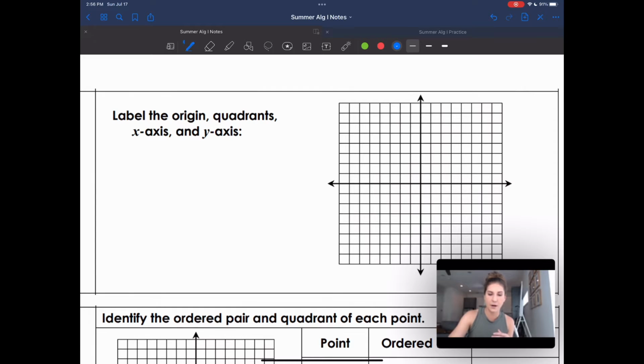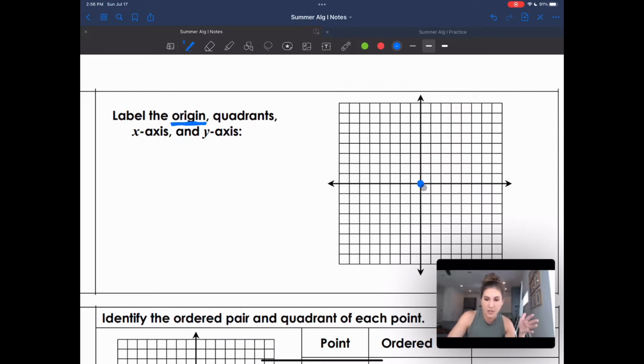Let's zoom in here. It says, label the origin, quadrants, x-axis, and y-axis. All right, so you might be able to do this already, and if you can, go for it. Maybe pause it and see if you can get that. But let's look at it together. So let's label the origin first. This is really just knowing vocab here. I'm going to use this blue color, and I'm just going to underline origin in blue, and I'm going to put the point where the origin is in a little blue dot right here.